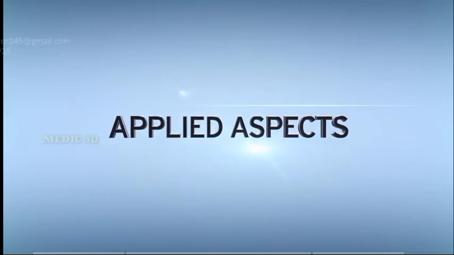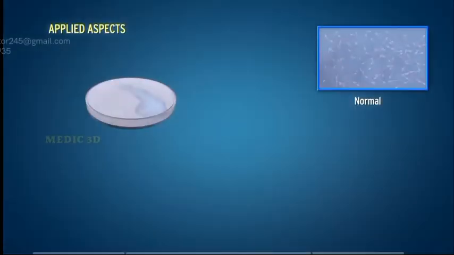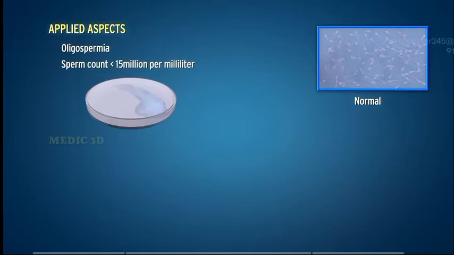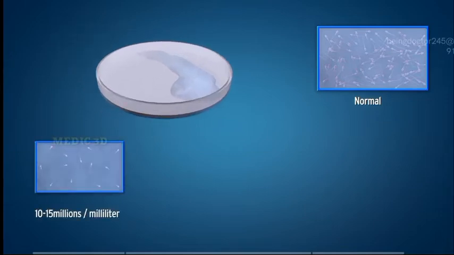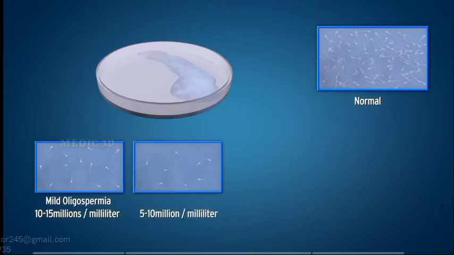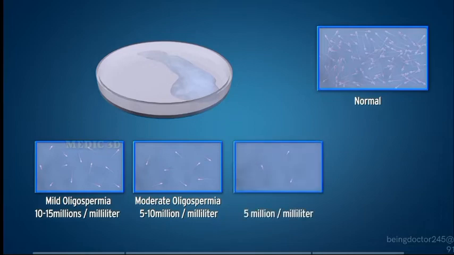Applied aspects. Oligospermia. It is a condition in which sperm count is less than 15 million per milliliter. If the sperm count is between 10 to 15 million per milliliter, then the condition is mild oligospermia. If the sperm count is between 5 to 10 million per milliliter, then the condition is called moderate oligospermia. And if the sperm count is below 5 million per milliliter, then the condition is called severe oligospermia.